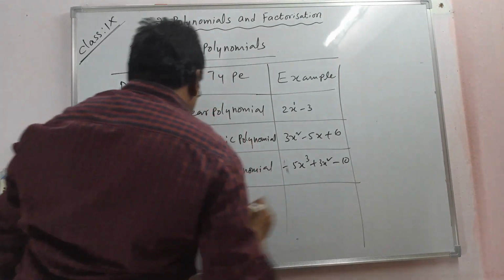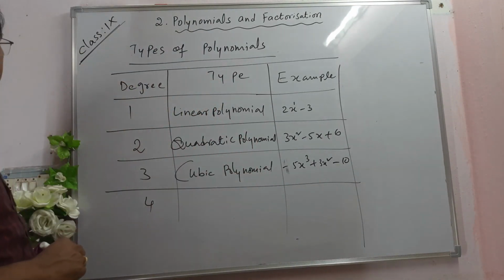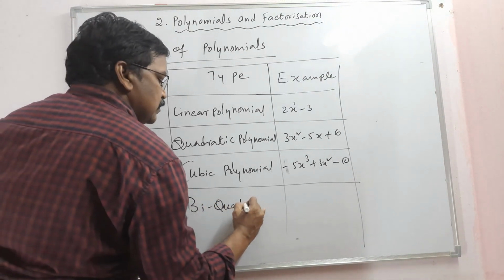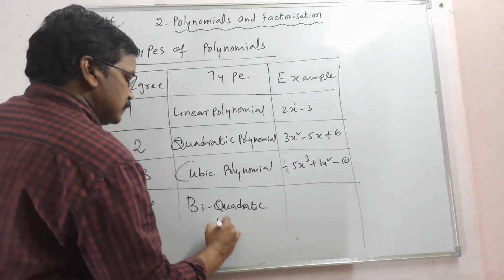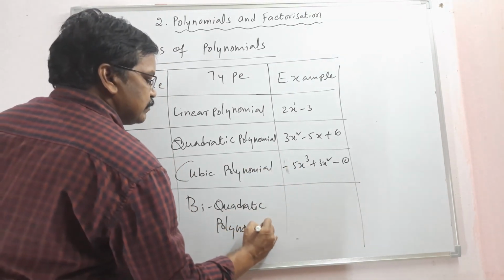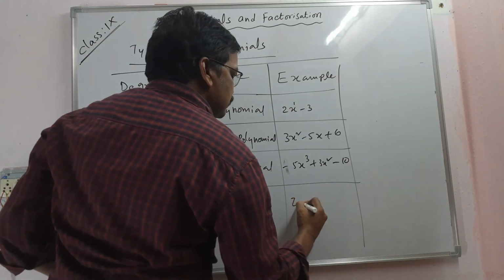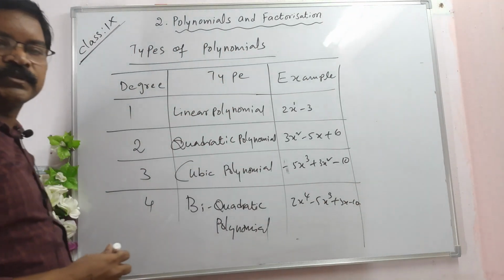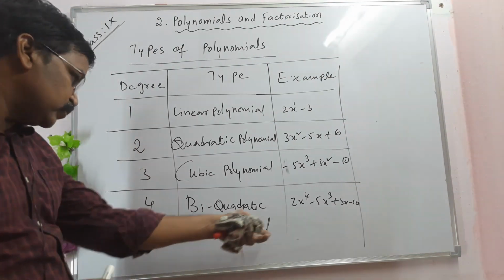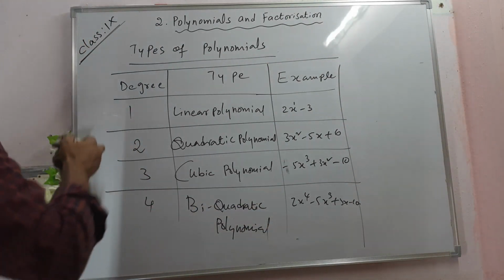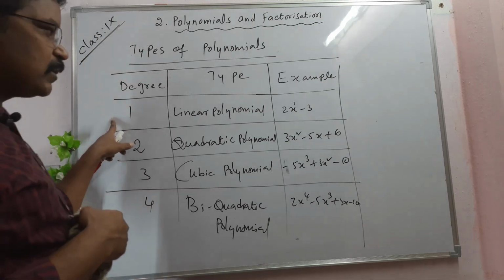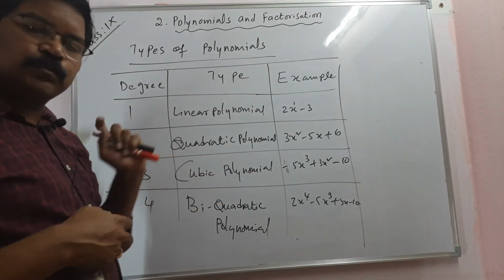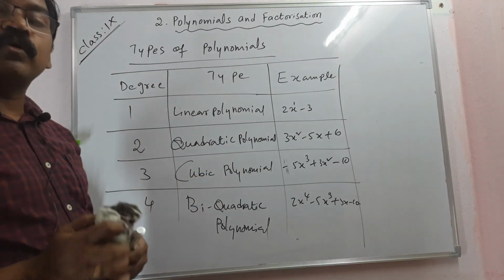Similarly, for the fourth one, degree 4, that is called biquadratic polynomial. Biquadratic means 4. That means 2x power 4 minus 5x cube plus 3x minus 10. So this is a fourth degree polynomial. Understand? Degree 1, linear polynomial. Degree 2, quadratic. If degree is 3, cubic polynomial. If degree is 4, biquadratic polynomial.